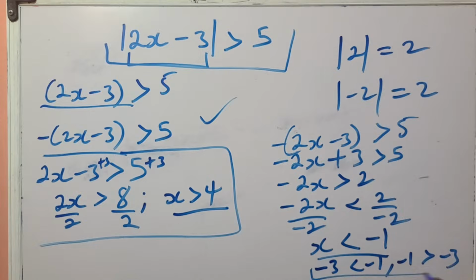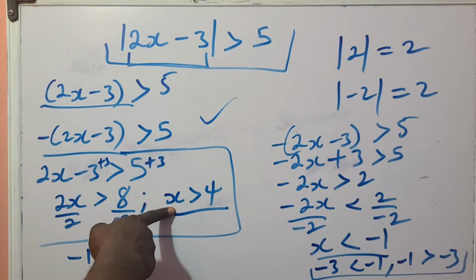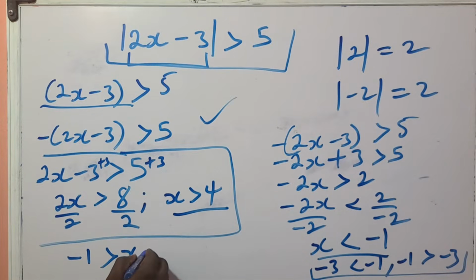So using this fact, we can rewrite this x less than minus 1 as minus 1 greater than x. Of course. And we were also told here that x is also greater than 4. So we can fix it also here, just to bring both of them into one full inequality.